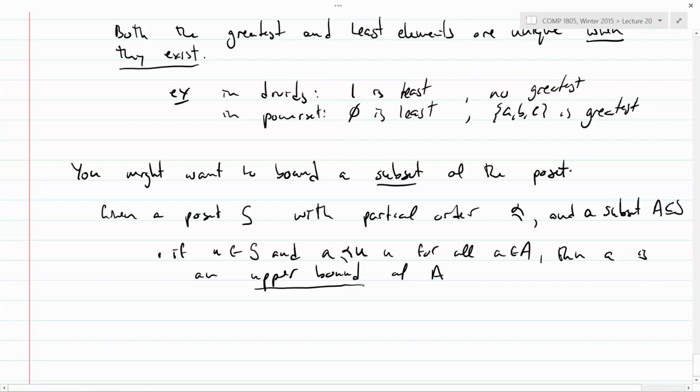So all this is saying, this is a lot of notation, it's weird. All this is saying is if you have some subset of your poset and there's something that's bigger than everything in it, that's an upper bound for that subset. That's all that definition is saying.